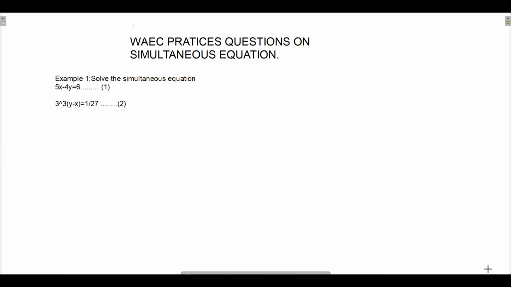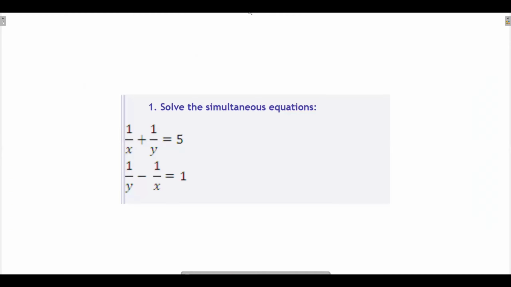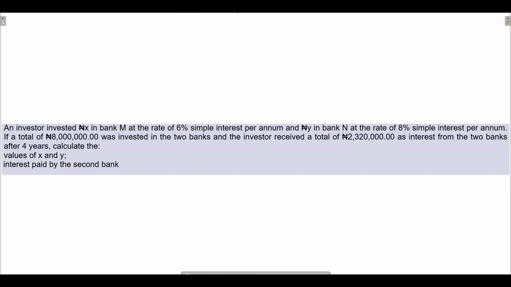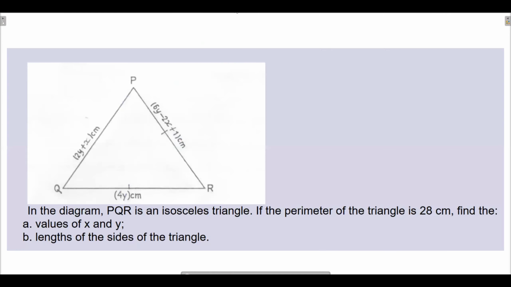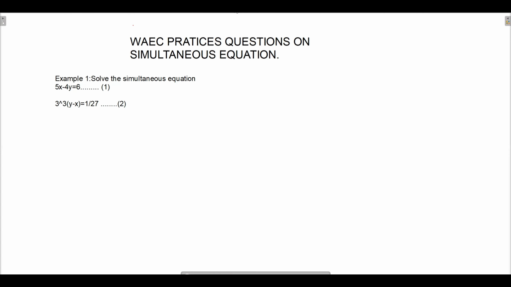This will be the third video on simultaneous equations. Today we just want to solve practice questions, that means WAEC questions on simultaneous equations, where we are given directly a simultaneous equation or a word problem. These questions are all from WAEC past questions. We're just going to go through them and see how we can solve this.